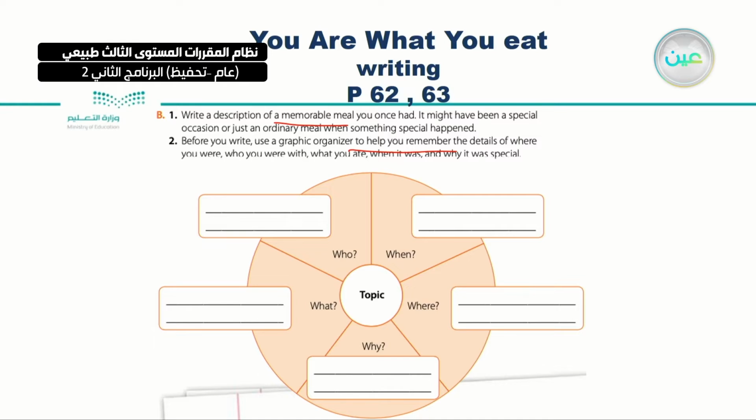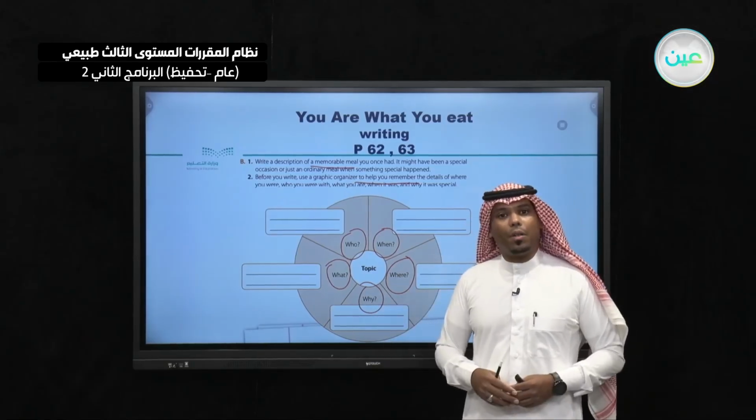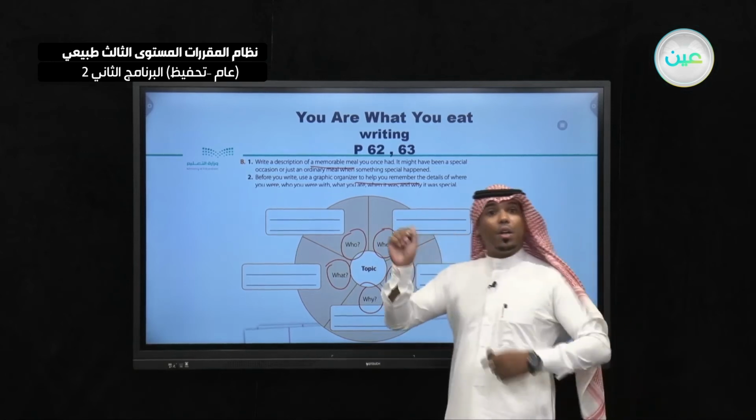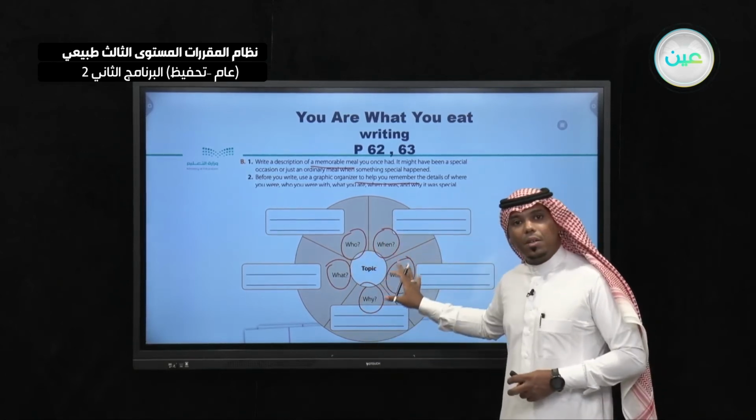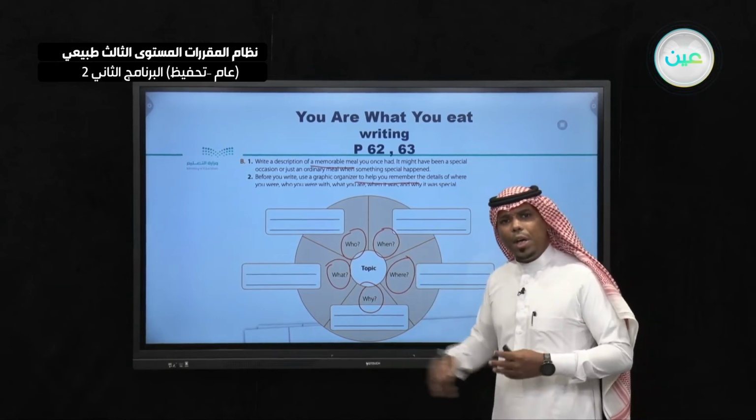So now you will focus on who was with you, what kind of food it was and what really happened on this occasion, when, talking about the time, then where, talking about the place, and why it is unforgettable. Why you haven't forgotten this one, or you still remember this one. So here you are going to write notes using this graphic organizer. Of course, I will tell you how you can do this.